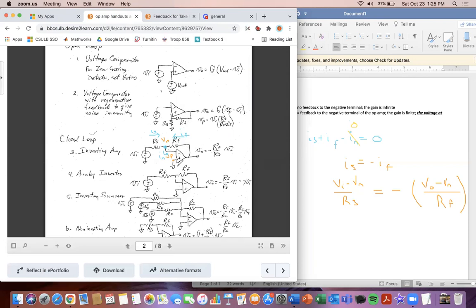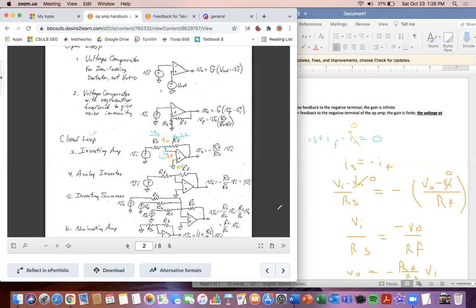And so if we know VN's equal to VP, then VP is hooked to 0 volts right here to ground. And so what I can do here is I can make this 0 and I can make this 0. And then I know VI over RS is equal to negative V out over RF. And then let's look to solve for V out. I would multiply RF on the other side and take that negative sign with it. So it would be negative RF over RS times VI.